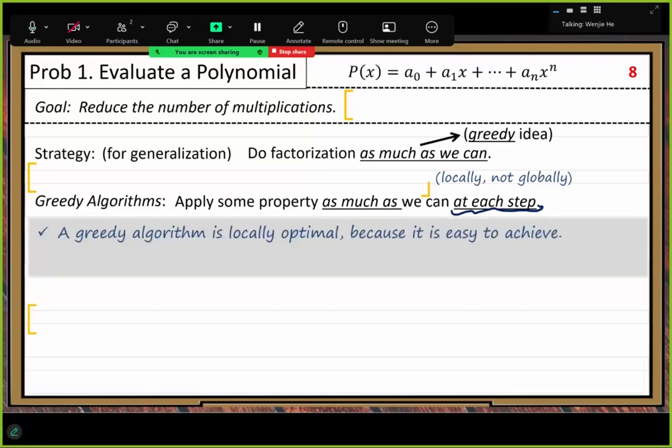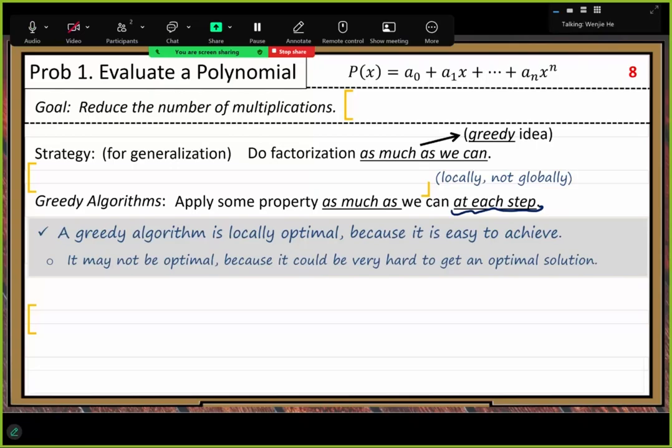So that's the basic property of the greedy algorithm. The conclusion is that the greedy algorithm is locally optimal and easy to achieve, but it may not be globally optimal, because it could be very hard to get an optimal solution. So the greedy algorithm is a relatively easy way to solve the problem.